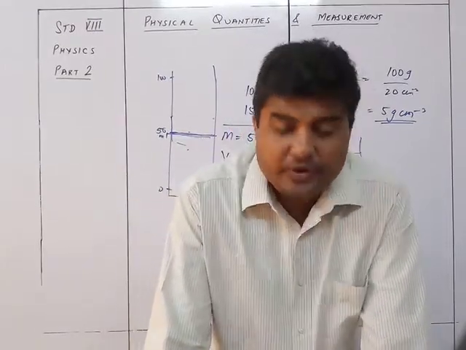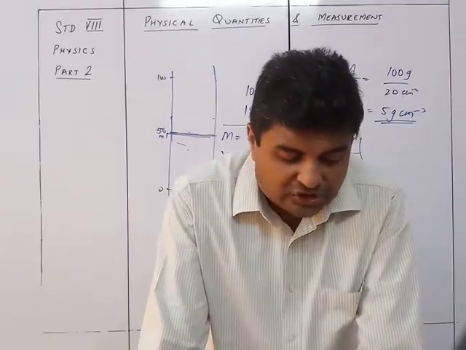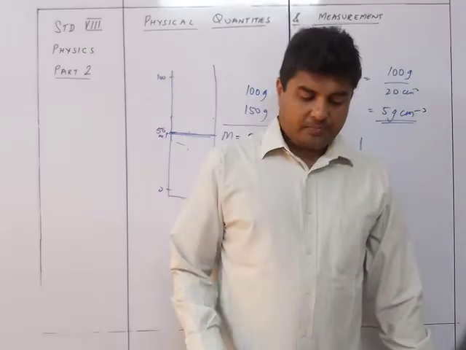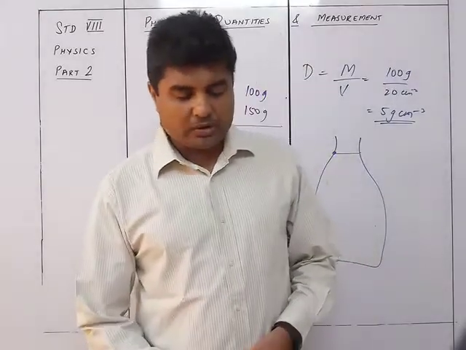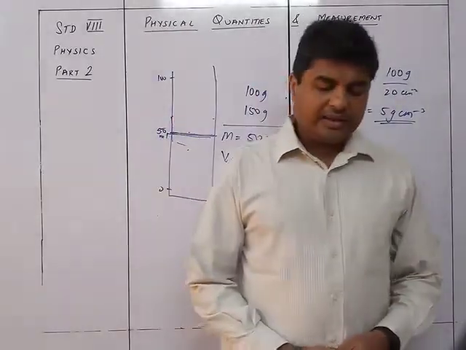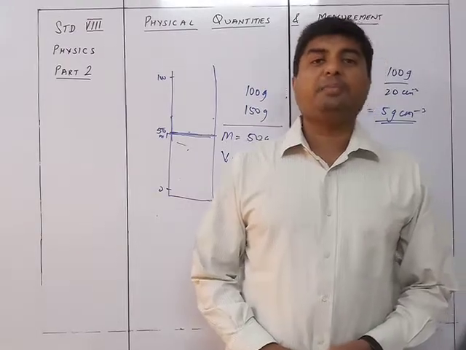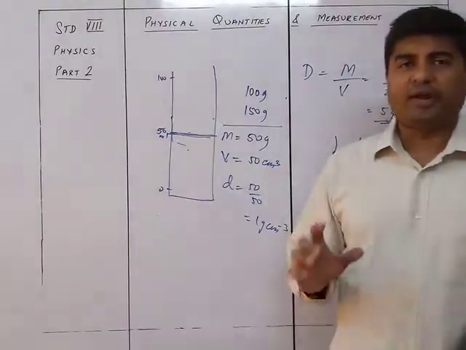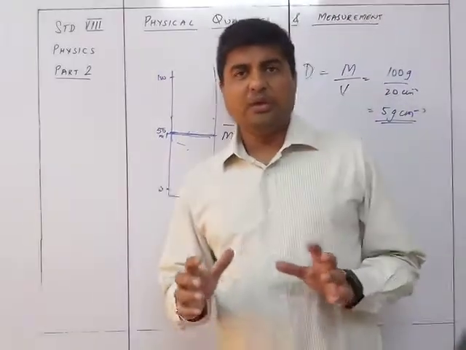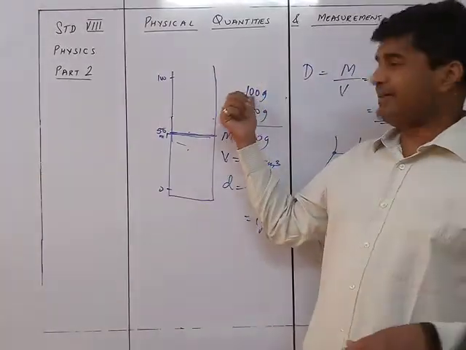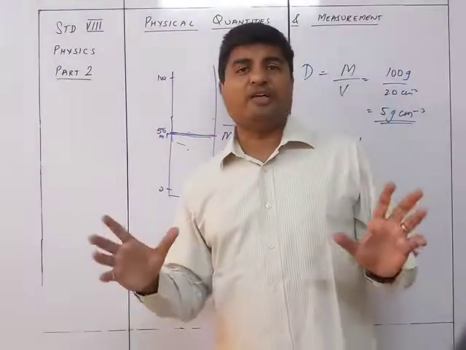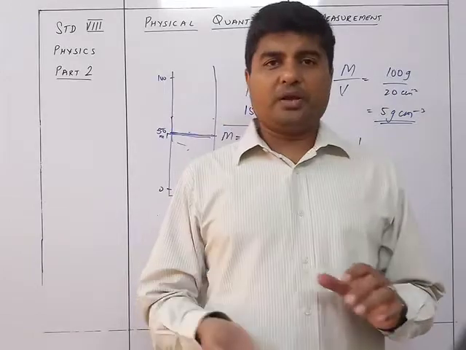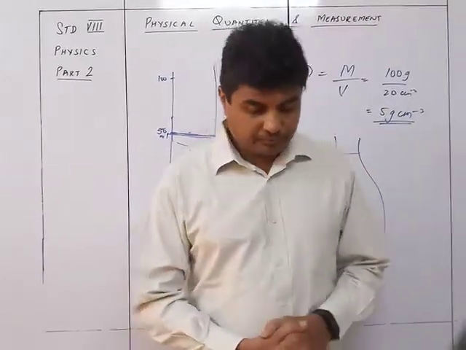So what do we do in the activity? First, wash the bottle and dry it. Then measure the mass of the empty bottle using a beam balance. Let it be mass M1. So first you are going to find out the mass of the empty bottle. Let's suppose it is 100 grams. So 100 grams is the mass of the empty bottle of that particular density bottle.